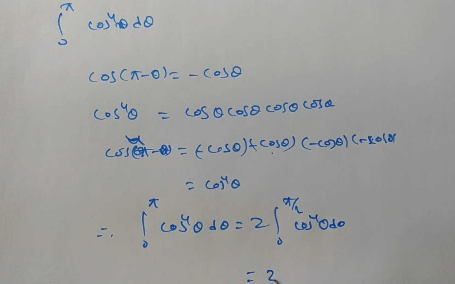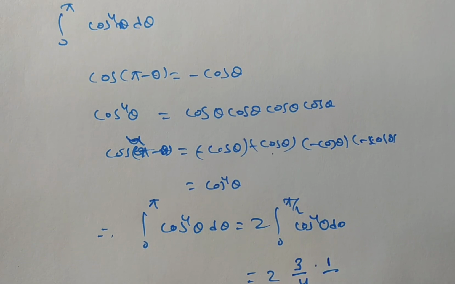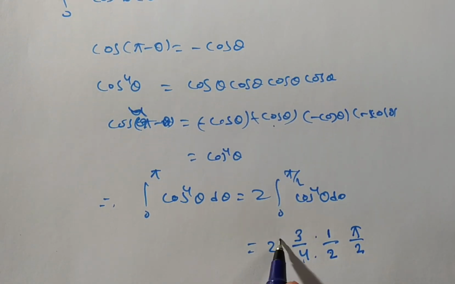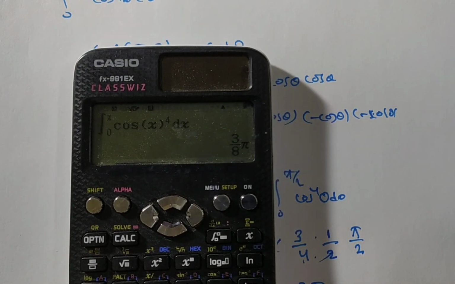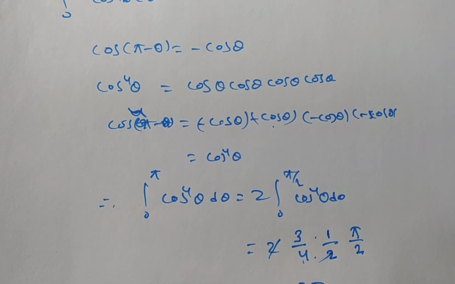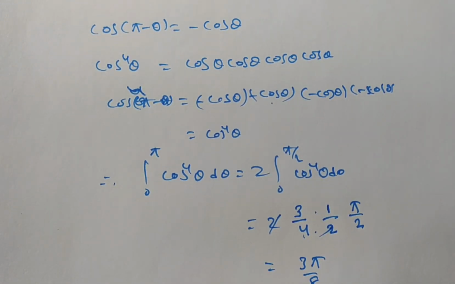From the Wallis theorem you can write this as, first you have 4, so 4 minus 1 is nothing but 3 by 4. Then 3 minus 2 is nothing but 1, and here you have 4 minus 2 is nothing but 2, so 1 by 2. Whenever 1 by 2 comes, write down directly pi by 2. So in this case the 2 gets cancelled and you will have 3 pi by 8. Even if you do it using the calculator, you have 3 pi by 8. Okay, now we have to substitute all these values in the integral.